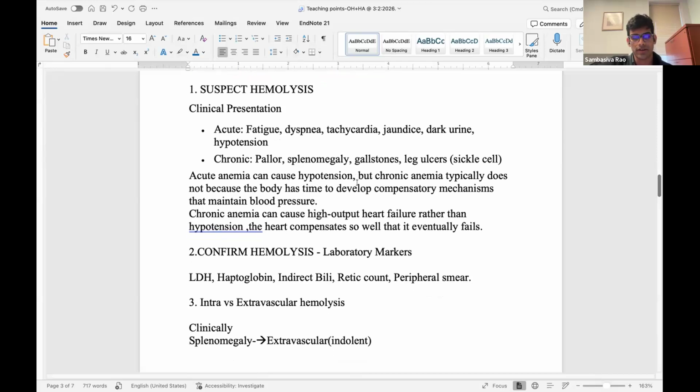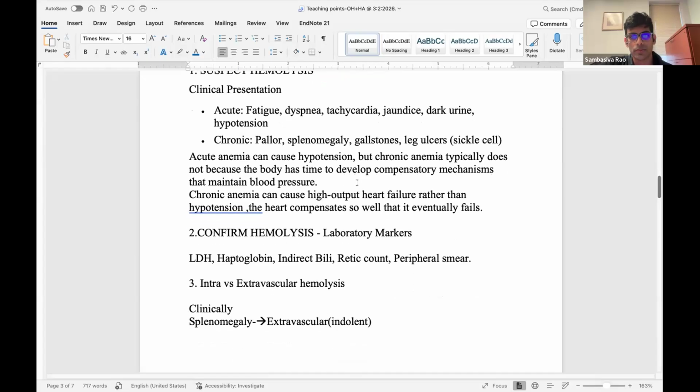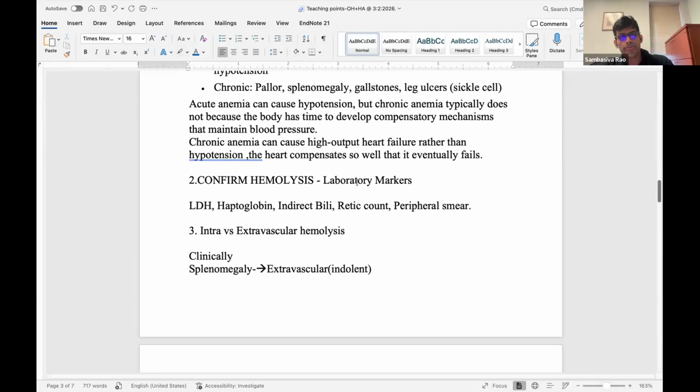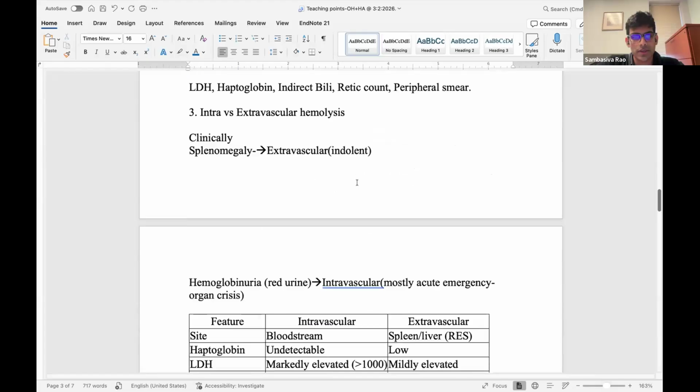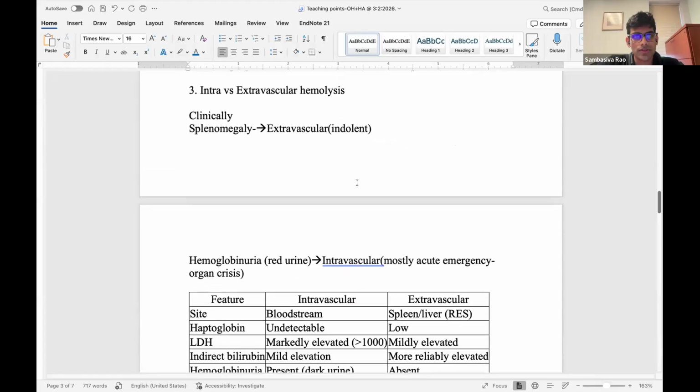Negative, which means immune mediated. Then hemolysis, intra versus extra.